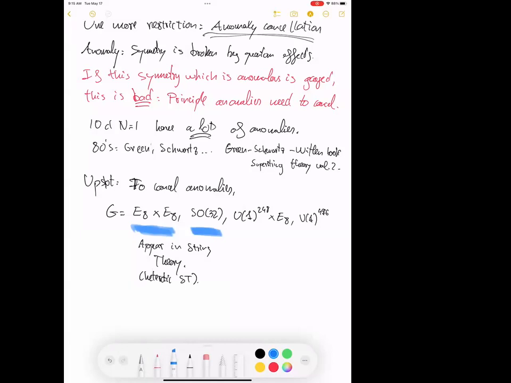But here's the big question. These other two, this one, do not. We don't know how to construct them as the low energy limit of a string theory.